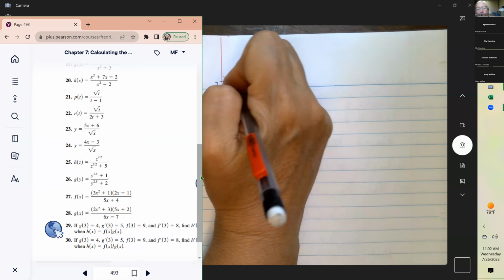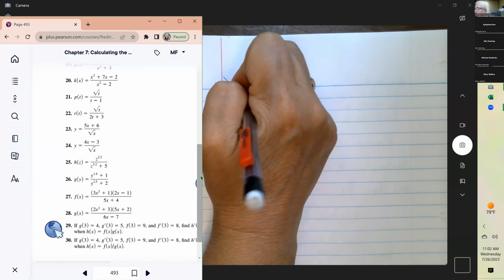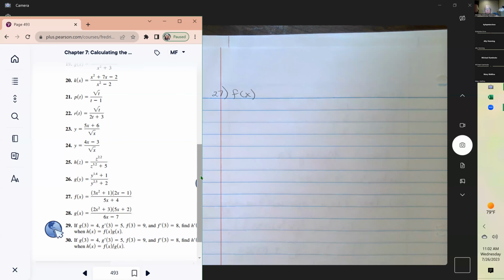Now when you're doing these, if you have that division bar like we have, you do that first. So then when you take the derivative of the top, it has a product rule. But that division bar comes first.